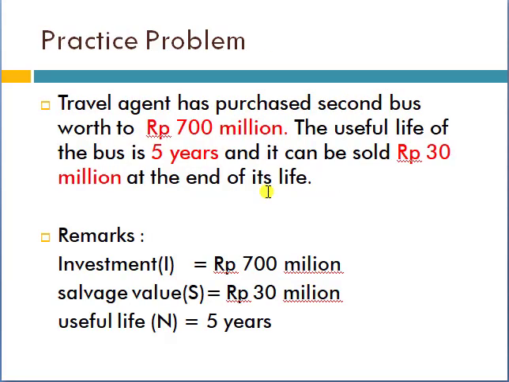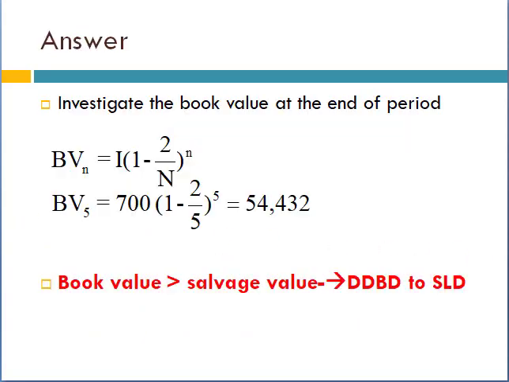Okay, a new case. A travel agent has purchased a second bus worth 100 million rupiah. The useful life of this bus is 5 years, and you can sell it again after 5 years of usage for 30 million. Just put the important information in your answer sheet. And now we are going to apply some investigations.